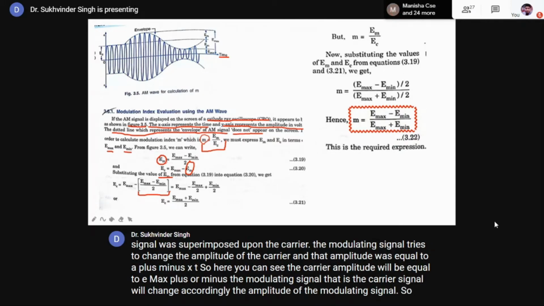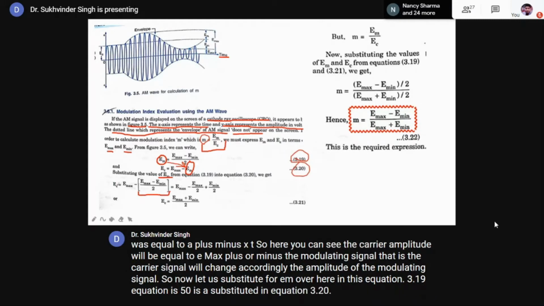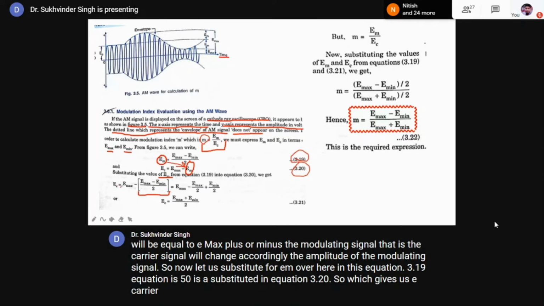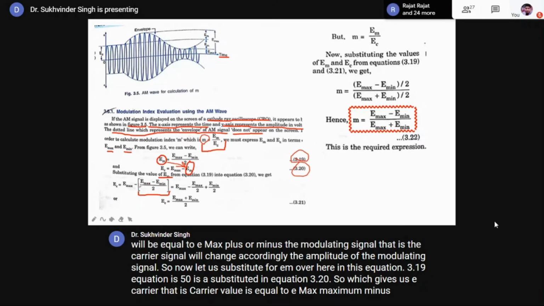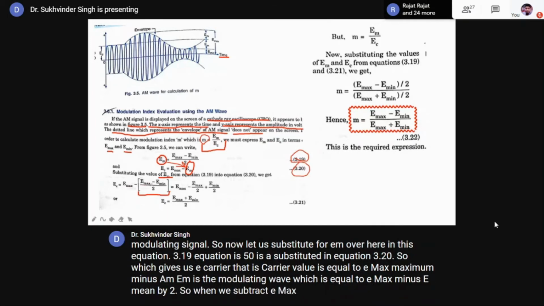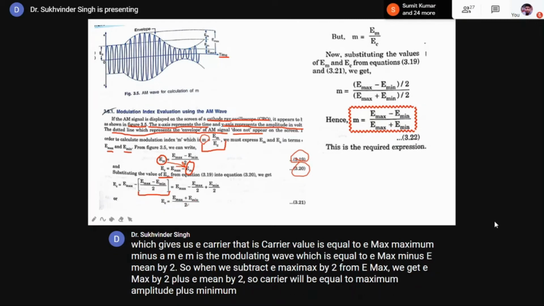So now let us substitute for EM over here in this equation. Equation 3.19 is substituted in equation 3.20, which gives us E carrier, that is carrier wave, equal to E max minus EM. EM is the modulating wave, which is equal to E max minus E min by 2. So when we subtract E max by 2 from E max, we get E max by 2 plus E min by 2. So carrier will be equal to maximum amplitude plus minimum amplitude divided by 2.